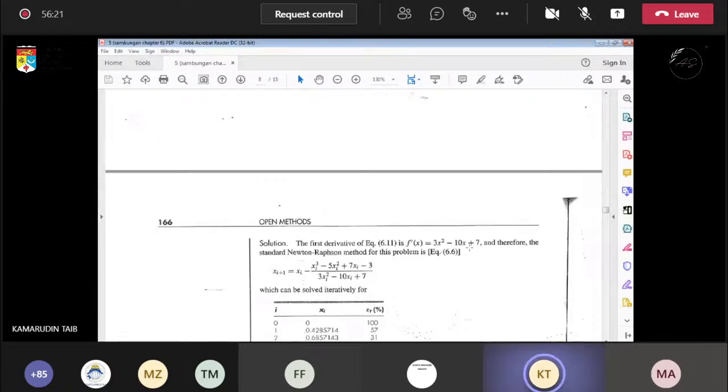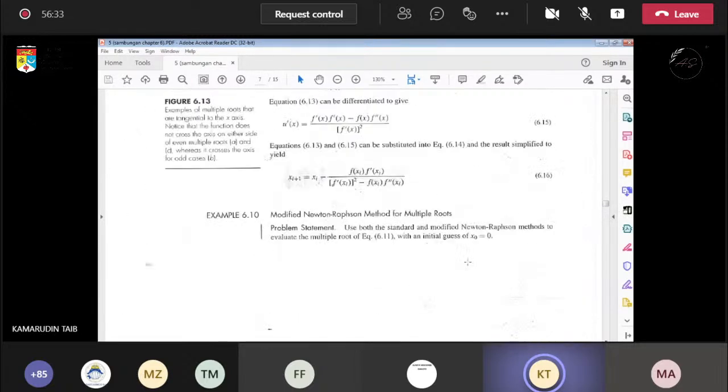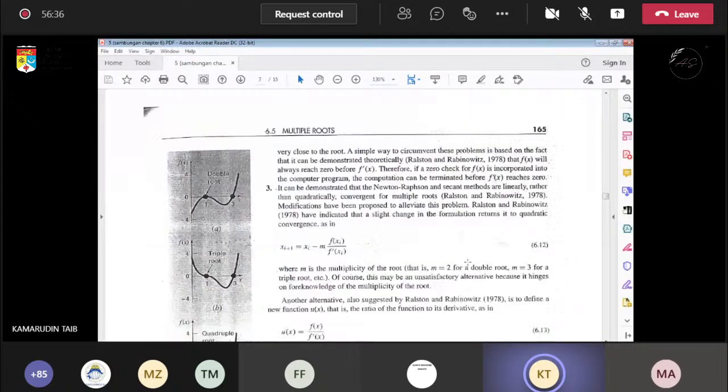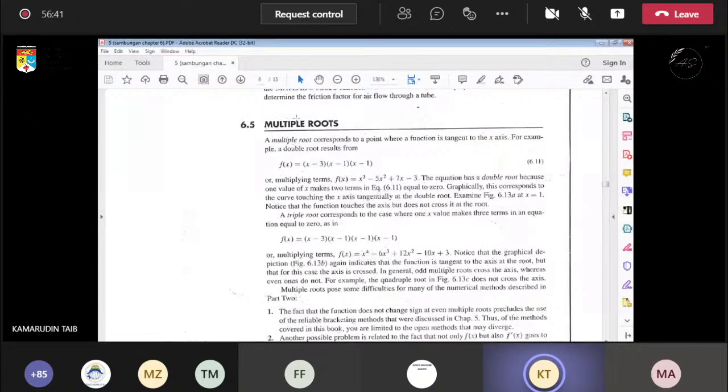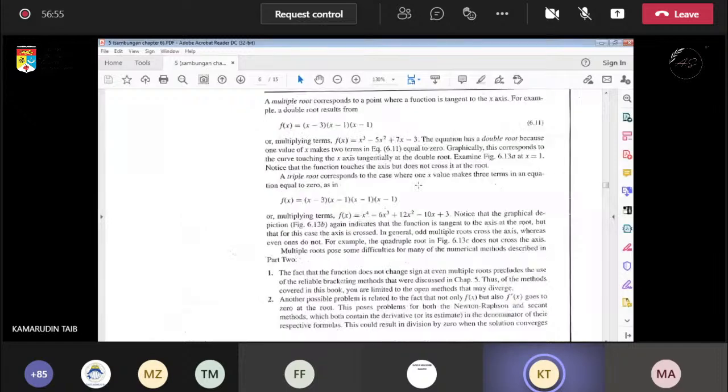equation 6.11. Okay, the function is x cubed minus 5x squared plus 7x minus 3. That was the function. It's given here. Yeah, f(x) is under the topic of multiple roots. Okay, this one after factoring is done. After doing the factorization, this is the equation. But if we expand it, we got this f(x) equal x cubed minus 5x squared plus 7x minus 3. Yeah?